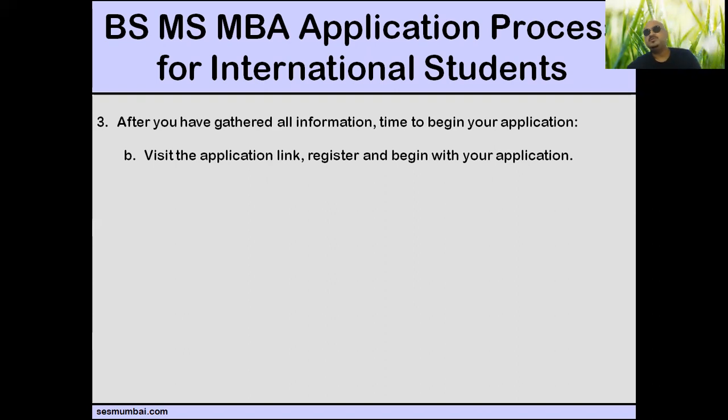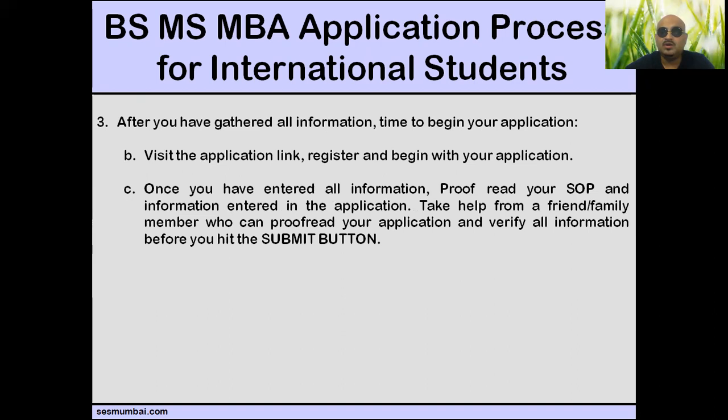Now, after you have gathered all information, it's time to begin your application. Visit the application link, register, and begin with your application. This is where you take your time and save your work and then start again. Once you've entered all information, proofread your SOP and the information entered in the application. Take help from a friend or family member who can proofread your application and verify all information before you hit the submit button. Once you hit the submit button, they will take the fees from you. So you will have to have an international credit card or debit card handy to make a payment.